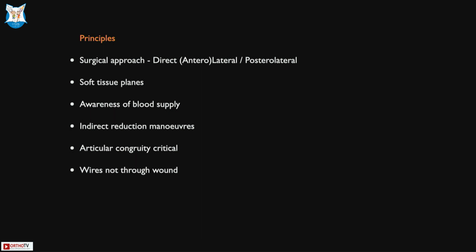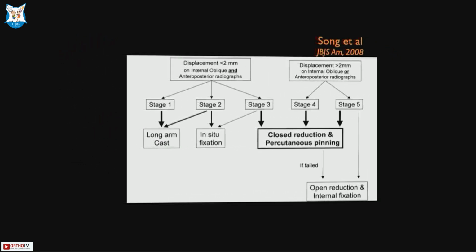You need to use indirect reduction maneuvers. It's not the metaphyseal reduction which is critical. You really need to be able to see the articular congruity. You're working down a dark, deep hole. Sometimes people use headlights for this. Don't pass wires through the wound because they carry a higher risk of infection. Wires pass separately. Okay, so that's the management algorithm.